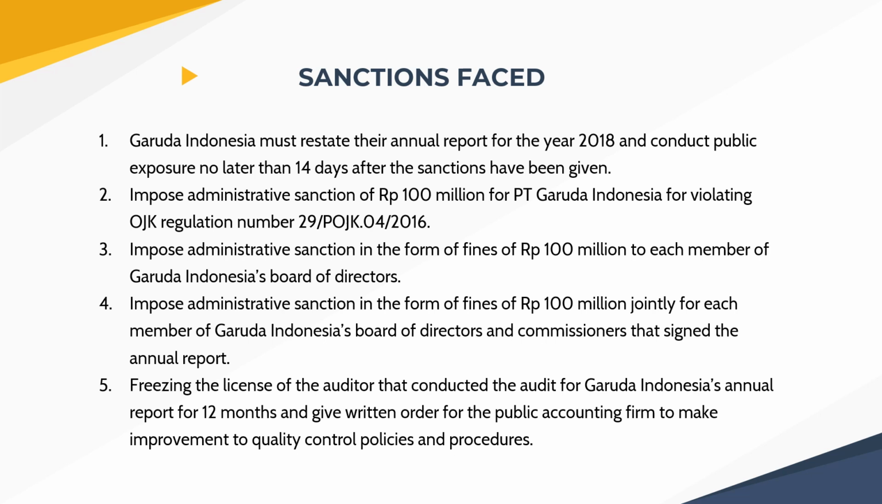Fourth, an administrative sanction in the form of fines of 100 million rupiah jointly for each member of Garuda Indonesia's board of directors and commissioners that have signed the annual report. And fifth, freezing the license of the auditor that conducted the audit for Garuda Indonesia's annual report for 12 months, and a written order for the public accounting firm to make improvements to quality control policies and procedures.